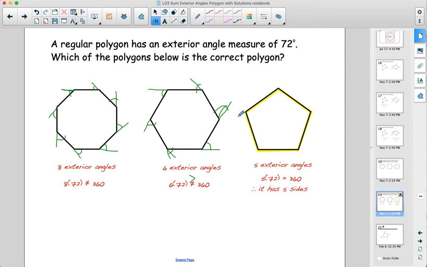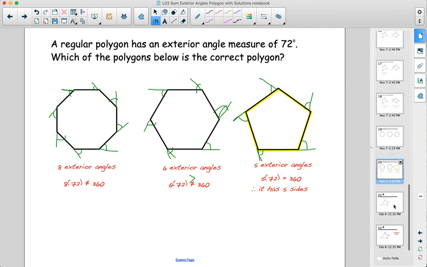And on this last shape here, we do have 5 exterior angles. Drawing in the 5 exterior angles so you can see what I'm talking about. 1, 2, 3, 4, 5. They are equal because this is a regular polygon. 5 times 72 is 360. So now we know this polygon has 5 sides.